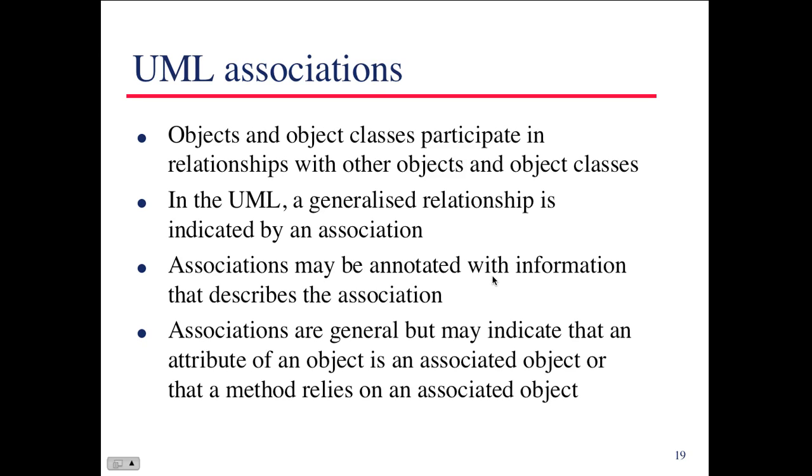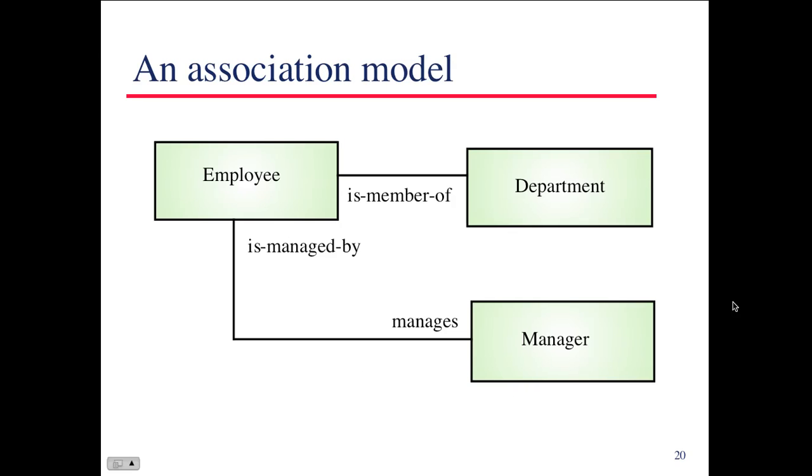So it's a general term, but it may indicate an attribute of an object is an associated object, or that the method relies on an associated object. Like one method actually needs the other object, otherwise it can't perform its functionality. So, like the call to something needs something else. So here's an association that's modeled, and this is where those people who know about entity relationship diagrams are looking at this going, looks like an entity relationship diagram.